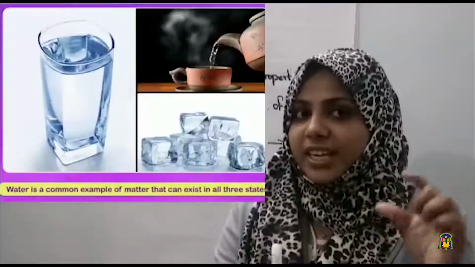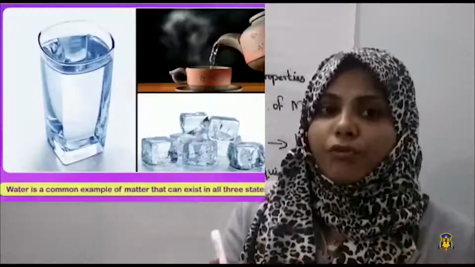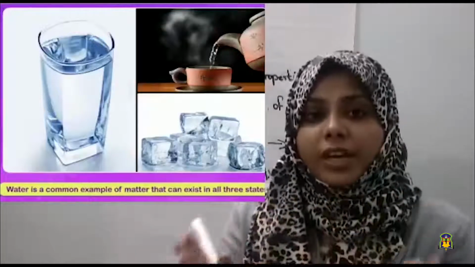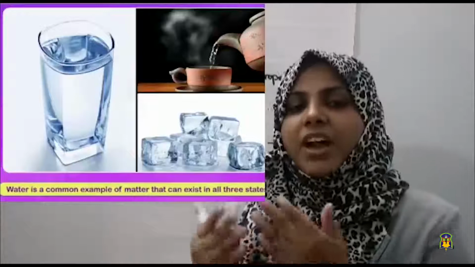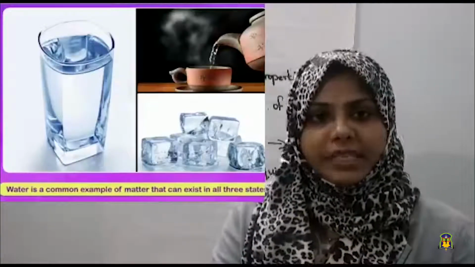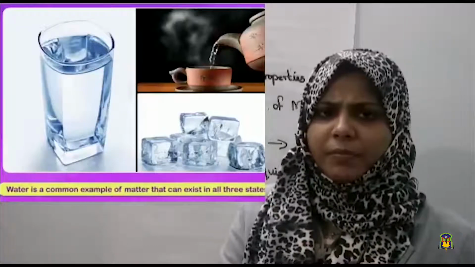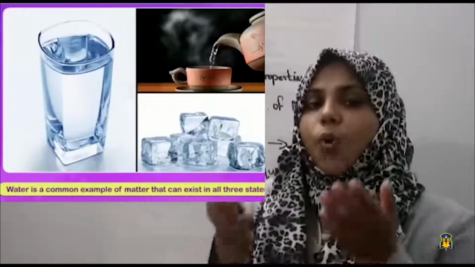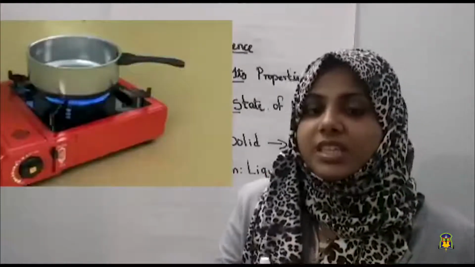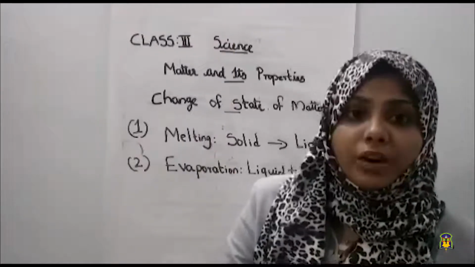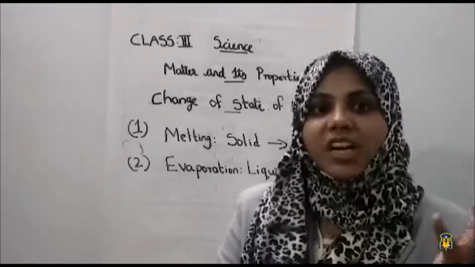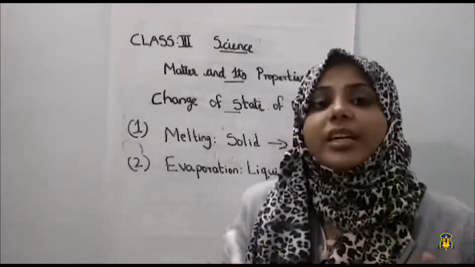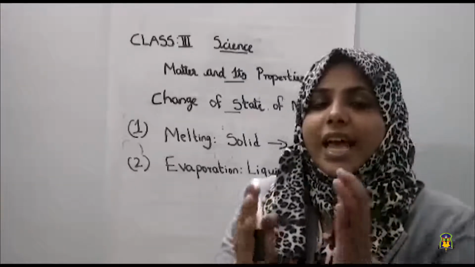Ice has a fixed shape and it cannot flow. Water is in liquid state. It takes the shape of the container in which it is filled. And what about water vapor? Water vapor is a gas. If water is boiled, the water changes to water vapor. Look at the picture. This is water vapor. Water vapor is a gas, ice is a solid, and water is a liquid.